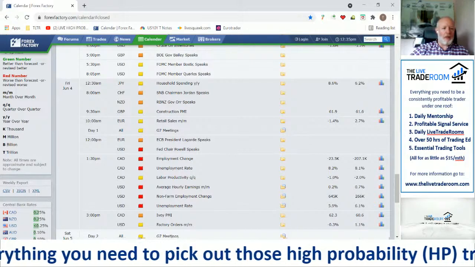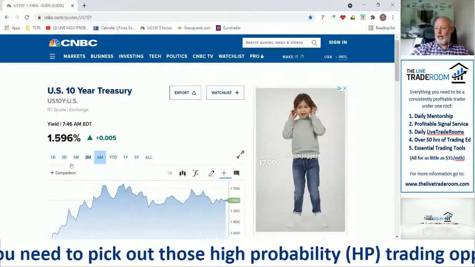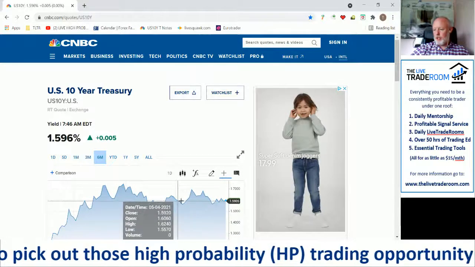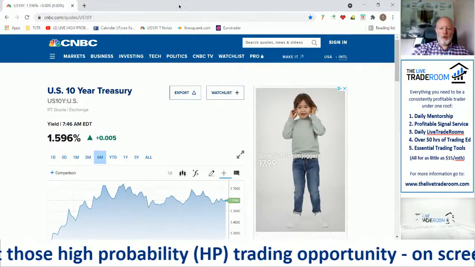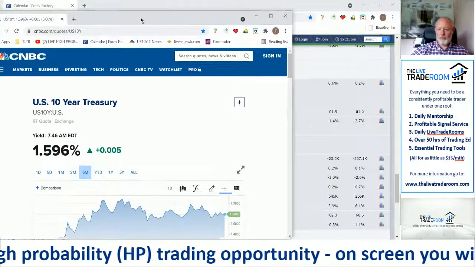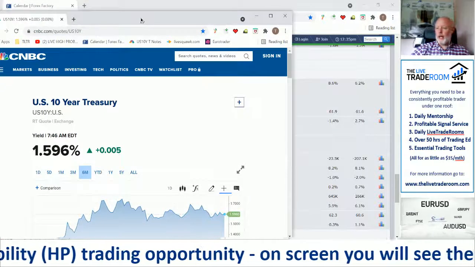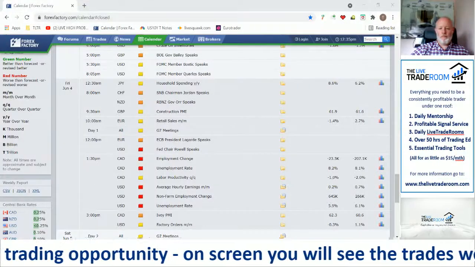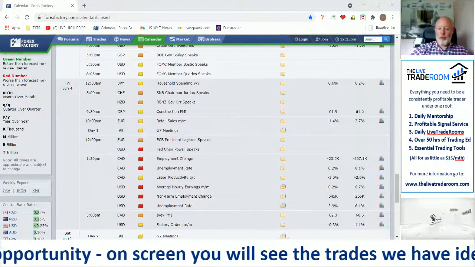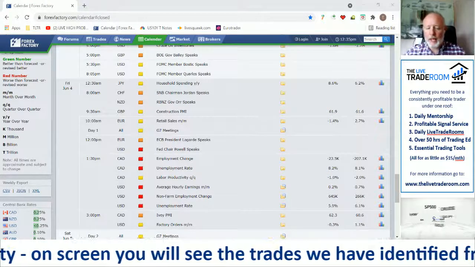So without further ado, I just want to share just quickly the bond markets. We're in this sort of sideways moving pattern. So no major issue right now with regards to the bond markets.